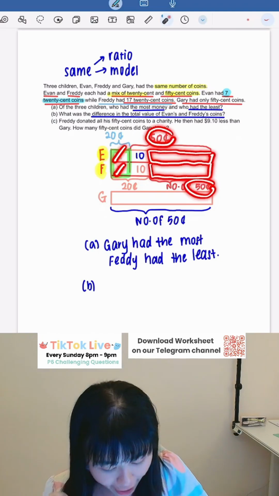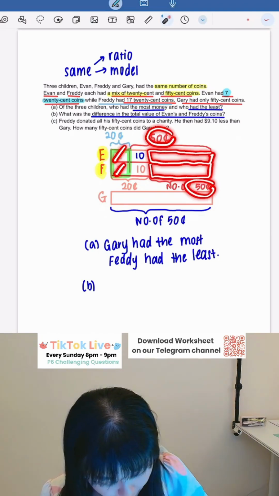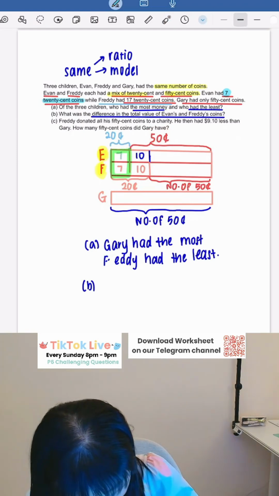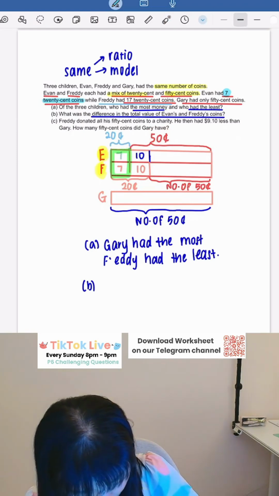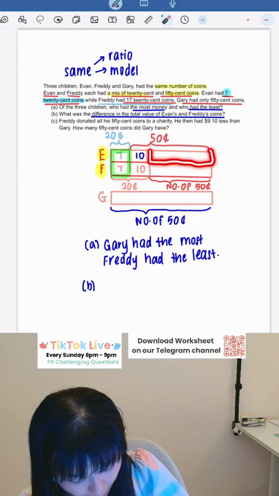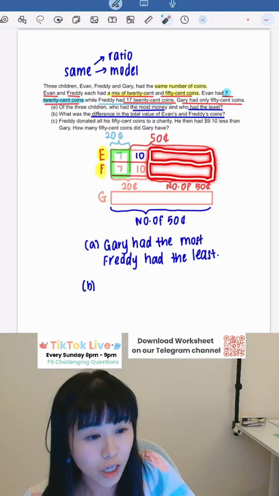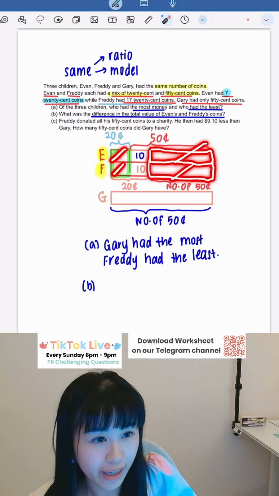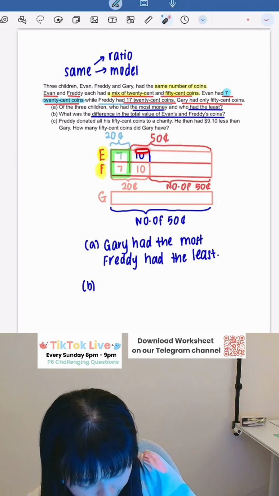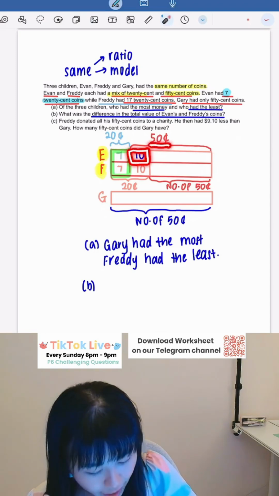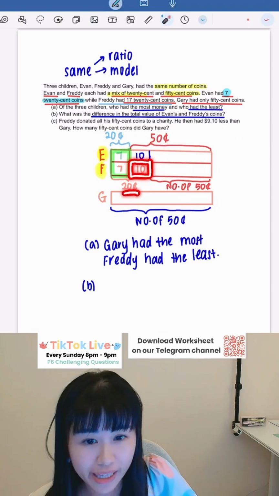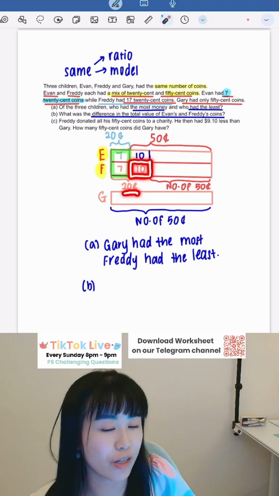Oh, it is Freddy. Freddy. Okay, I will change that. Thank you. Yes, Freddy. So what do you realize about this part for the 50 cent coin also? No difference, exactly. You also cancel away. So where does the difference come from? The difference comes from the 10 50 cent coins that Evan has versus the 10 20 cent coins that Freddy has. That's where the difference comes from.